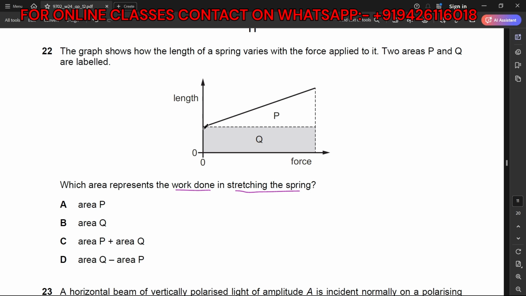Now we know that this is the initial length. It's not starting from zero. There is some value of the length from which, when the force is applied, it is being extended, and therefore the length is continuously increasing. So it is for this part where the spring is being stretched, and therefore the work done just to stretch the spring starts from this point, ends at this point, and therefore P will be the area that is representing the work done in stretching the spring. So the answer in this case would be A. Move on to the next question.